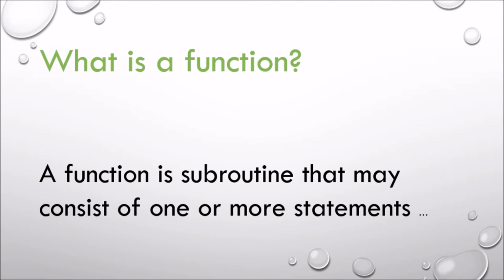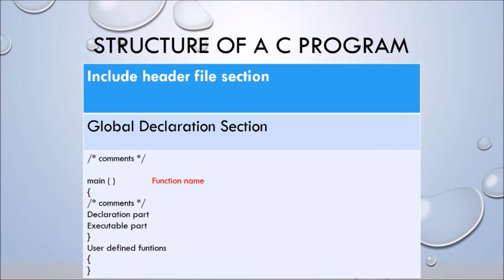Okay, so now we will see the structure of a C program. This is the structure of a C program. It includes a header file section, global declaration section, then comments, and there is a main function, and then again comments. There is a declaration part, executable part, and it is closed by a brace, and then there are user defined functions and again braces. So it's basically the structure of a C program.